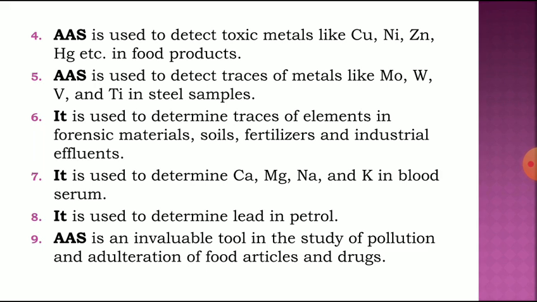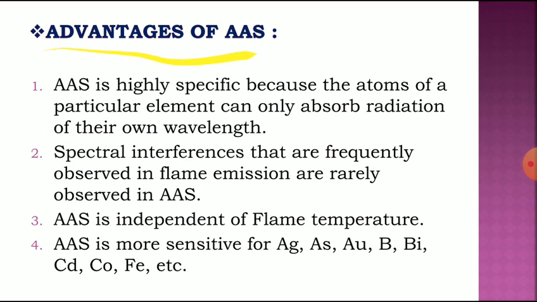Okay, so advantages of atomic absorption spectrophotometry. First one, AAS is highly specific because atoms of a particular element can only absorb radiation of their own wavelength. Spectral interferences that are frequently observed in flame emission are rarely observed in AAS. AAS is independent of flame temperature. AAS is more sensitive for silver, arsenic, barium, boron, bismuth, cadmium, cobalt, iron, etc.